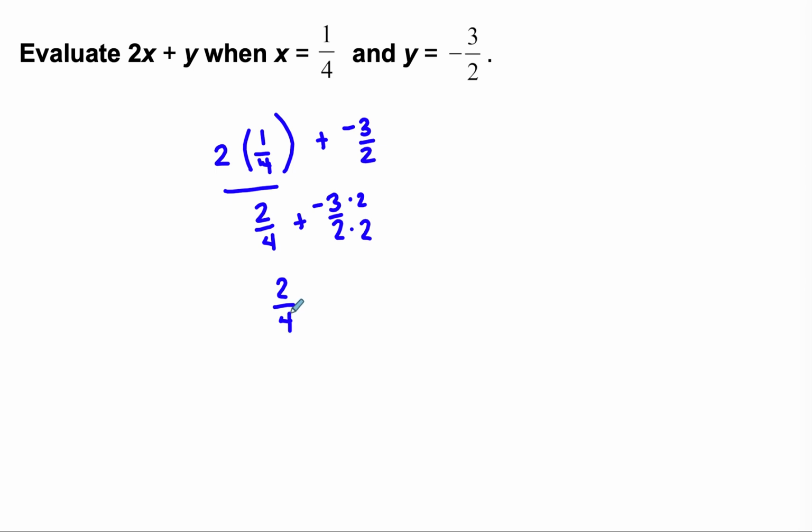So now I have 2/4 plus -6/4. Okay, different signs, find the difference. Common denominator stays the same. -6 plus +2, different signs, find the difference. 6 minus 2 is 4. More negatives, answer's negative. So I have -4/4, and that equals -1.